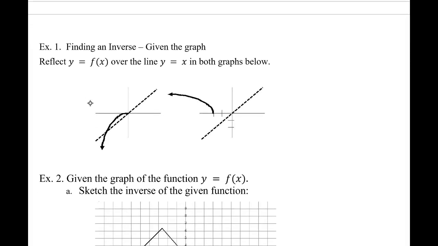And we start with that visual representation. So finding an inverse given the graph. When we're using graphs, it's really important that we note that this is a reflection over, or in, you might hear that language, in the line y equals x. That's this line here.